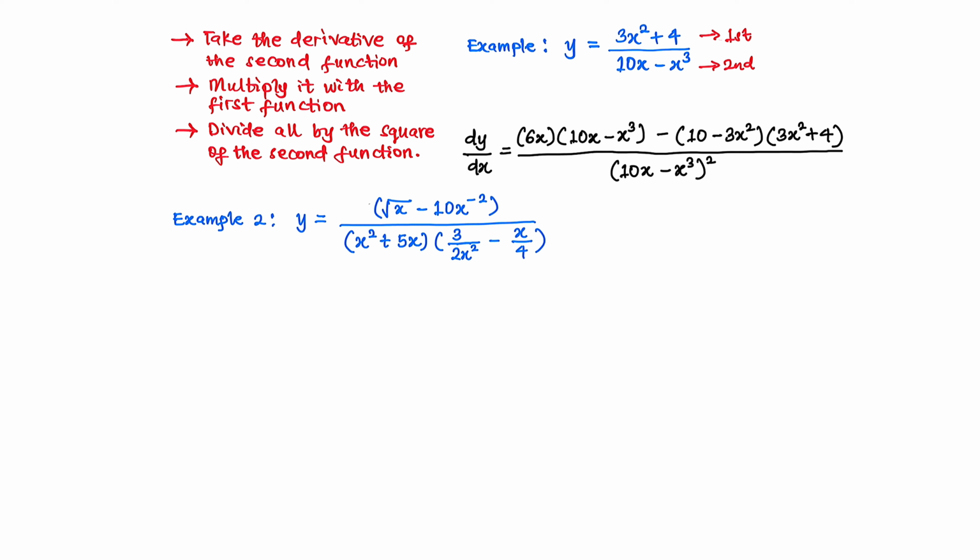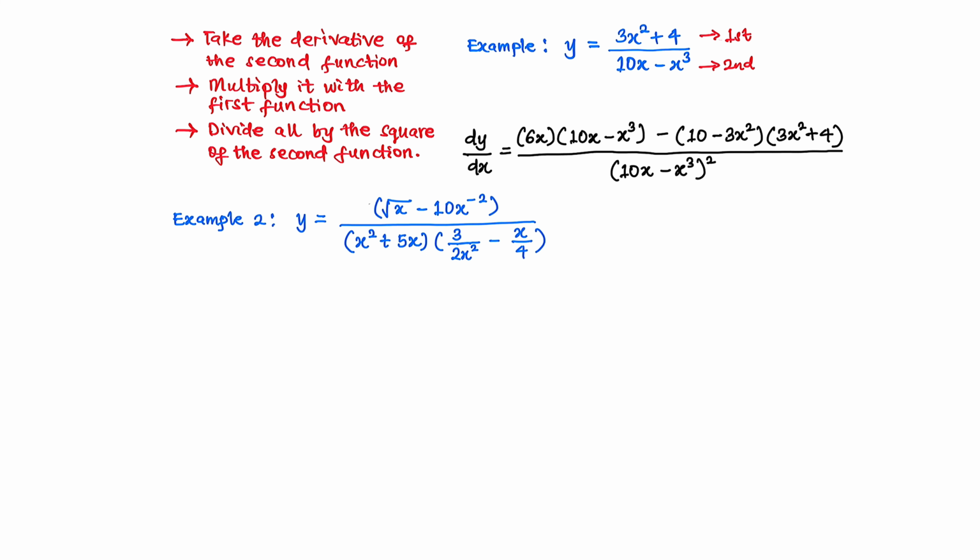To take the derivative of this example, there are a few things we need to sort out first. So we need to sort out this square root of x. We need to sort out this x squared at the denominator here. This x at the numerator here is not a problem, but we can simplify that.